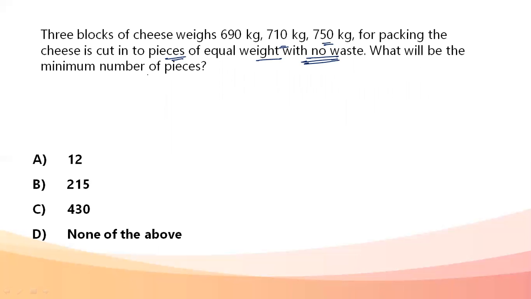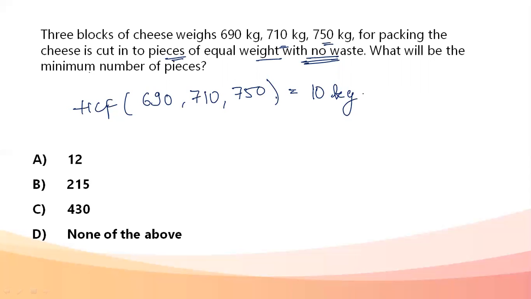Okay. For the minimum number of pieces, the piece weight needs to be the HCF of 690, 710 and 750. When you find the HCF, it comes out to be 10 kg. The number that is going to divide all of them equally is going to be their HCF, and the HCF of these numbers is 10 kg.